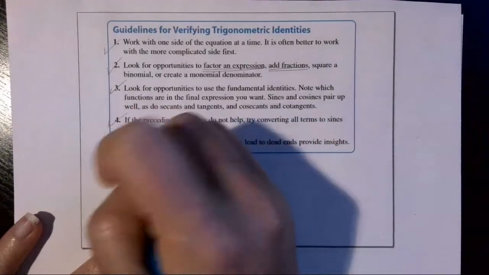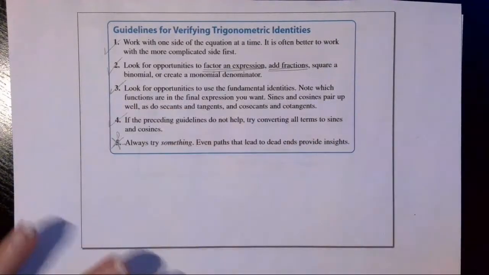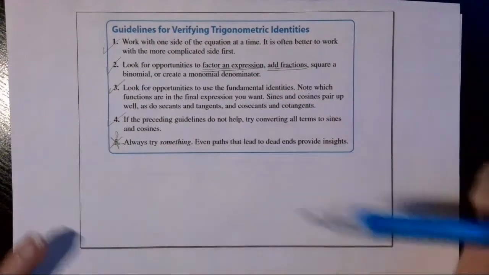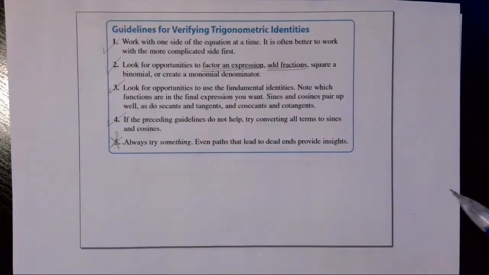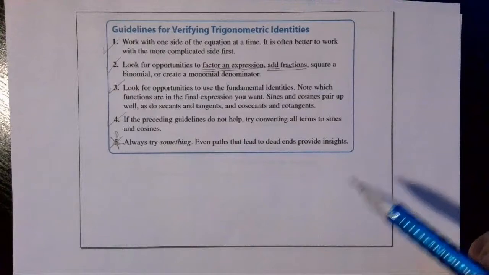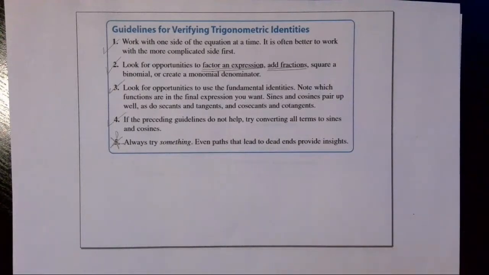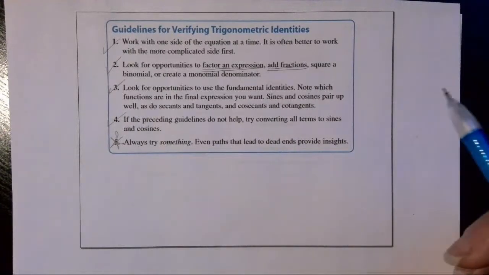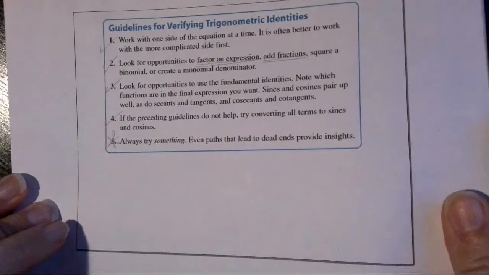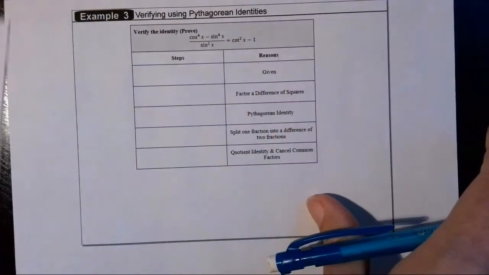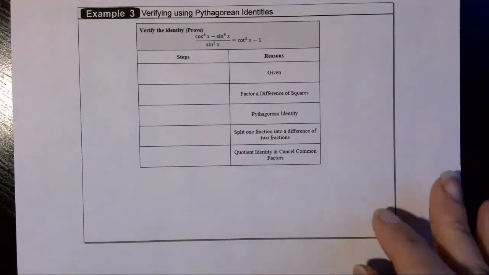And then step number 5, this one is really important, and that's keep trying something. Even if that path doesn't ultimately get you where you want to go, it does provide insights, and you're gaining more knowledge, more experience, more confidence with these identities the more you go. So you want to just keep persevering, pushing through that problem solving until you get to the end of your identity. Okay, so let's take a look at example 3.